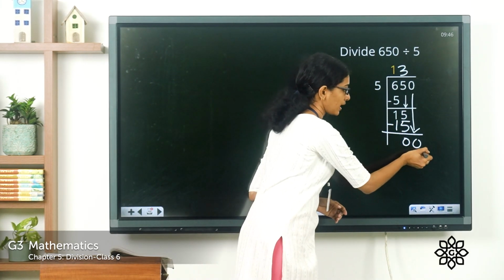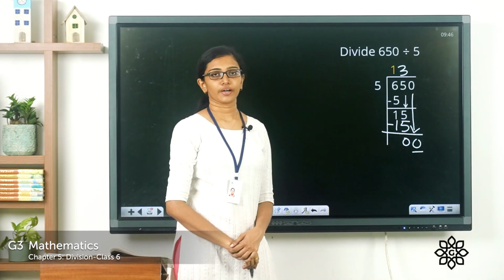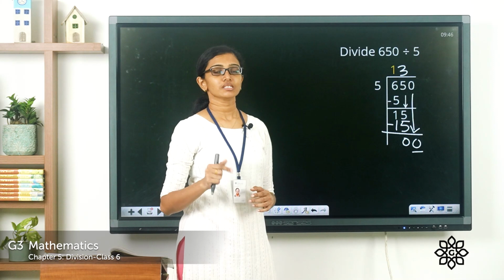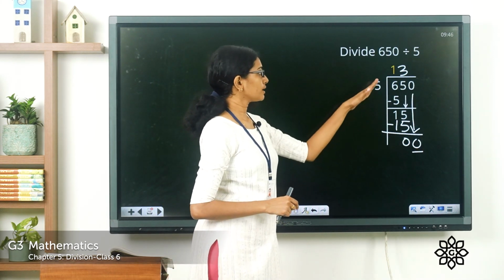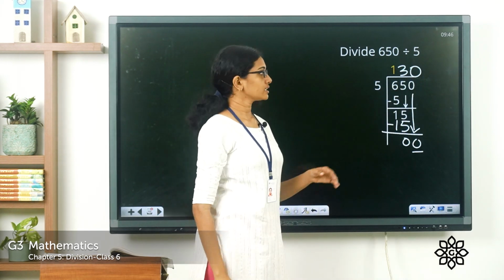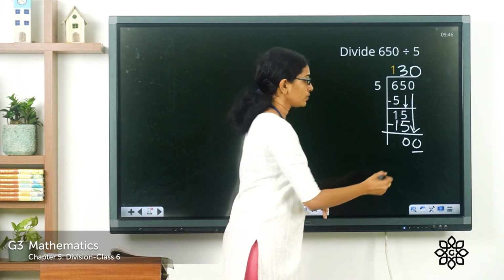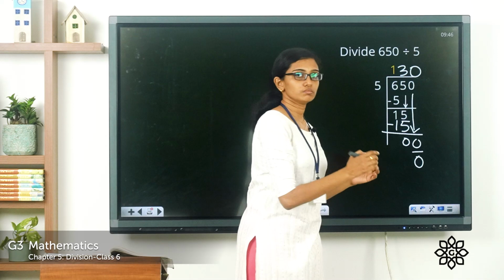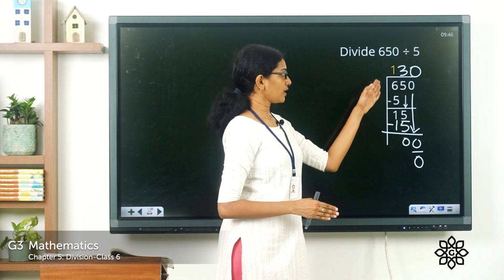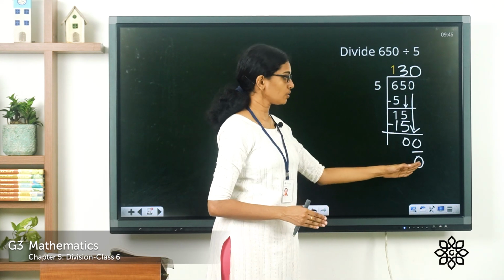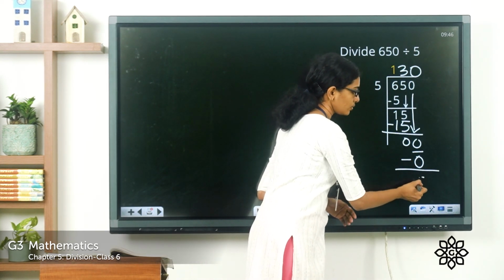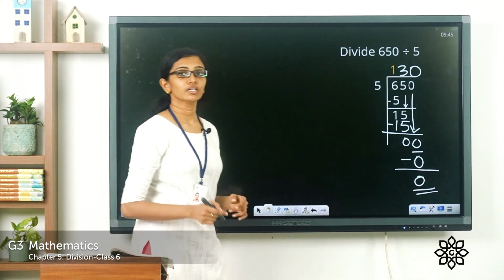Now we have to divide this 0 by this 5. So 0 divided by any number is equal to 0 itself. So 0 divided by 5 is equal to 0. That 0 we write in the quotient. Then 0 into 5, that is equal to 0. 0 into any number is equal to 0 itself. That we have written here. Now let's subtract 0 minus 0, and that is also equal to 0.